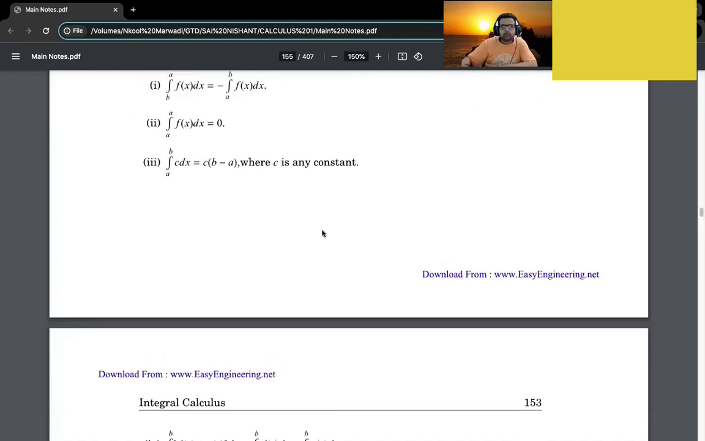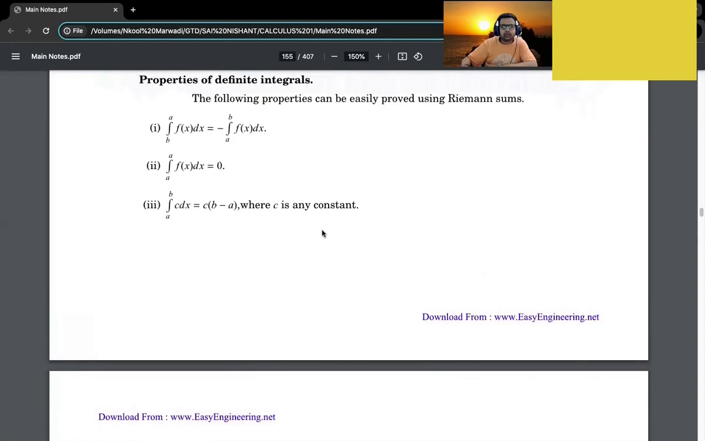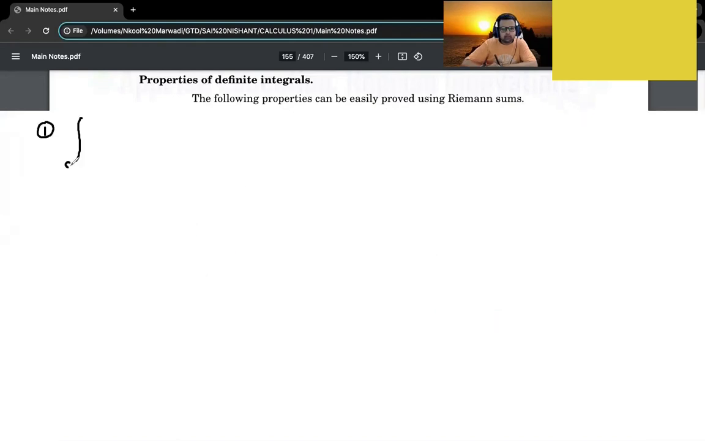Let us look into some important properties of definite integrals. I will be writing some properties, you make a note of that. These are the properties of definite integral a to b f of x dx. It is equal to a to b, where I just reverse the limits. Whenever I reverse the limits, a minus sign is introduced. So very important property: a to b f of x dx is equal to minus b to a f of x dx.